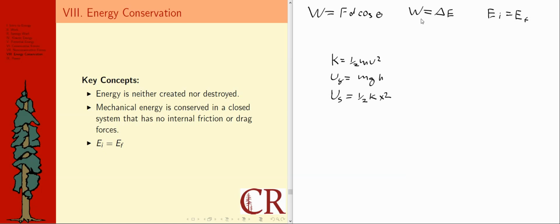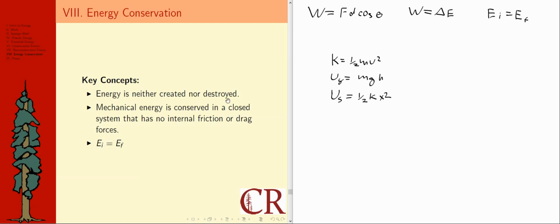So the general rule, though, is if you have non-conservative forces like friction or drag, you're pretty much going to have to use W equals delta E. But if those are not there, and you're looking at a system that doesn't have any other kind of force doing work to it, in other words, if you defined your system in a way that it is close to that, then you can use this. And this ties in on the key concepts page to what's stated here for mechanical energy conservation. Mechanical energy is conserved in a closed system that has no internal friction or drag forces.